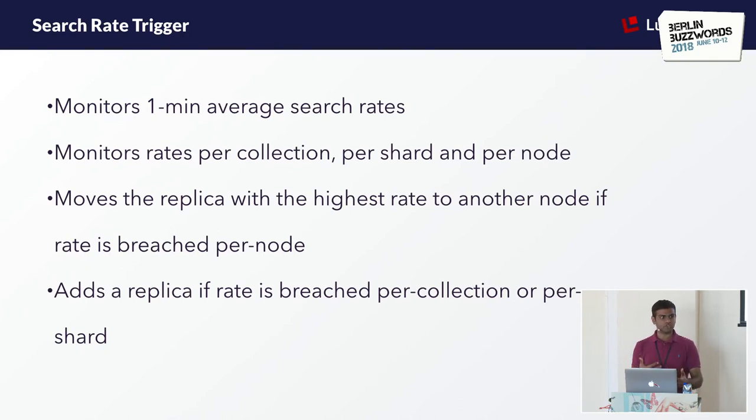When we define it for each node, and you say it shouldn't cross more than 100 QPS on each Solr node, what you want Solr to do at that point is move things around and make the load on that node less. So the default action here is it moves the replica which has the highest search rate to another node. Now, if you define it on a per collection basis, and you say it shouldn't go more than 30 queries per second for a shard or for a collection, the default action that Solr will take when you define this trigger is it will add a replica for the shard that goes above this threshold. So the default actions vary based on whether you define it on a per collection basis, a per shard basis, or a per node basis.